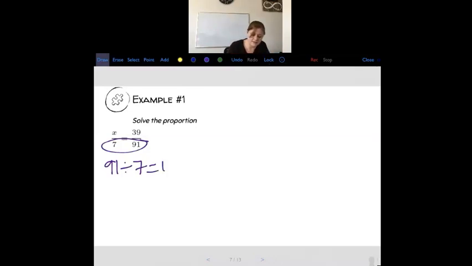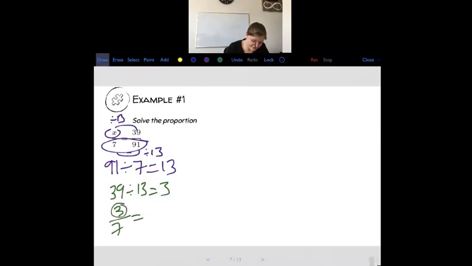It is 13. Okay, so 91 divided by 13 is 7. So we could take 39 and divide it by 13 as well to come up with x. If we take 39 divided by 13, we get 3. So that means we're saying 3 over 7 for x is equal to 39 over 91. And you could check it using what we know about true proportions with cross multiplication.